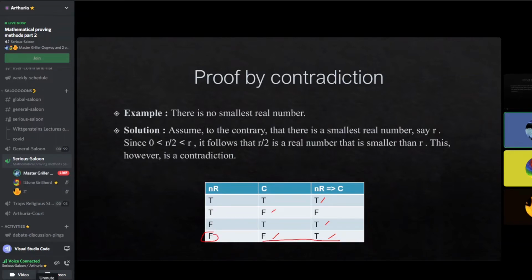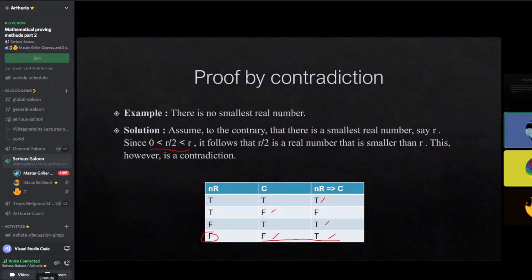Okay, so the solution is that we are, of course, assuming the contrary, and that is that there is a smallest real number. In this case, we will be denoting it as R. R is a placeholder, it doesn't matter what it is as long as it is a real number. So it is some number R, which is an element of the real numbers, that is the smallest number. Since we can infer this triple inequality, that 0 is less than R/2 and R/2 is less than R, it follows that R/2 is a real number that is also smaller than R.